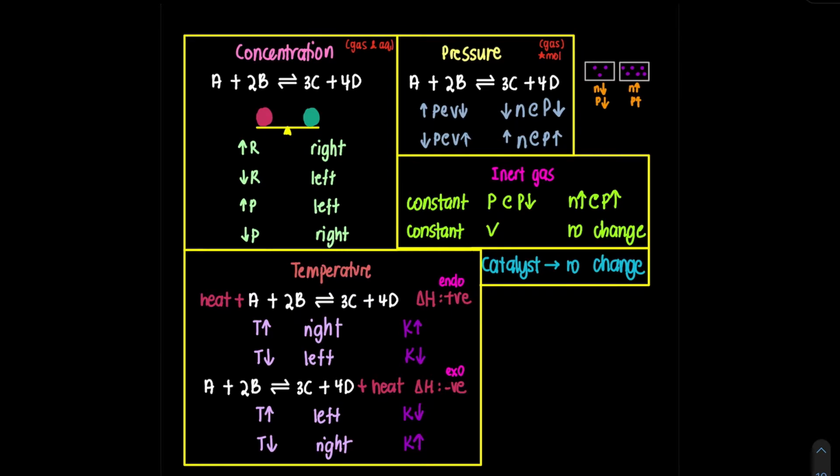If you're a bit unsure, you can watch the videos again, where I have explained each of it: concentration, pressure, concentration, temperature. The pressure video includes inert gas and catalyst. Okay, so that is the summary. Now let's look at our examples.